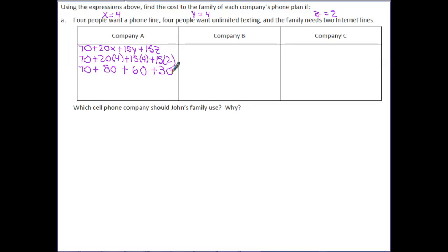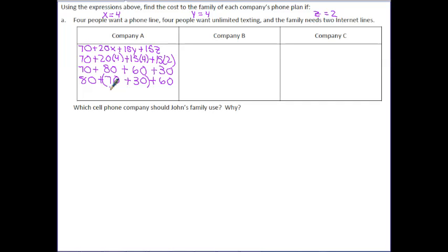And when I'm adding, I like to use some of our properties to help group things to make them easier. For example, I know that 70 plus 30 will give me 100. So what we can do is use the commutative property to switch some of these around. So let's flip-flop the 80 and the 70, and the 30 and the 60. And then I'm going to use the associative property to group these two together.